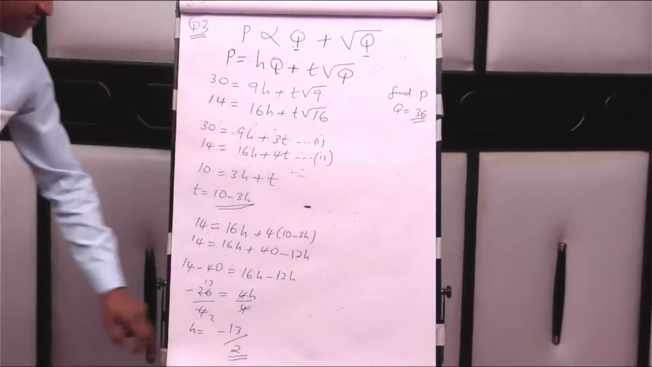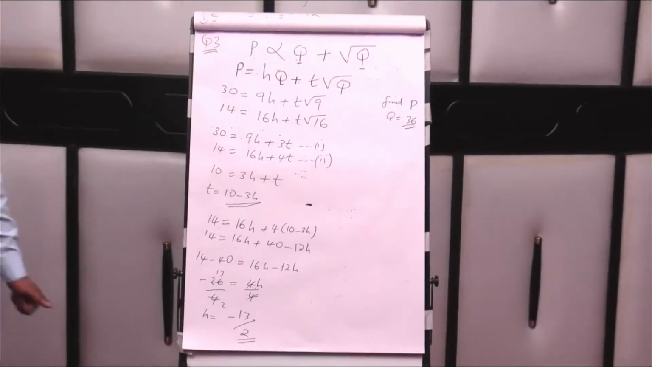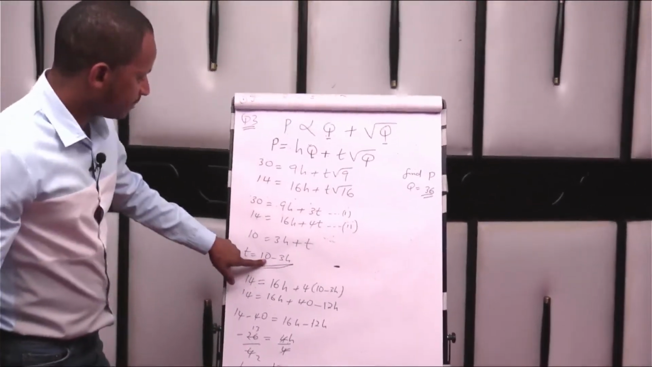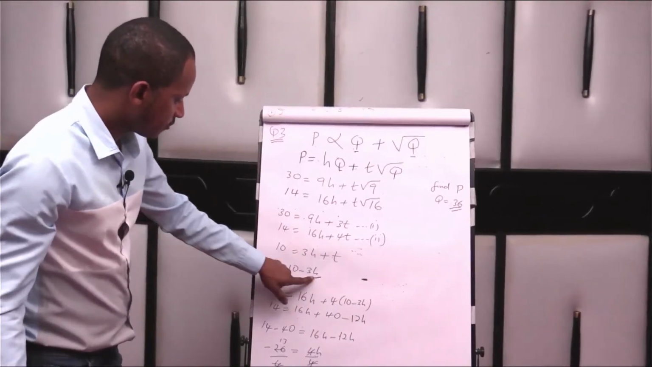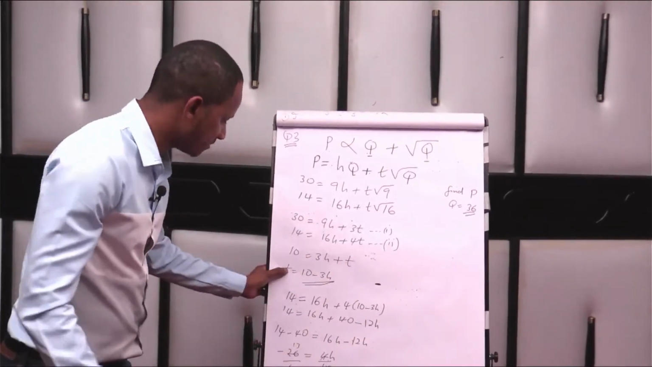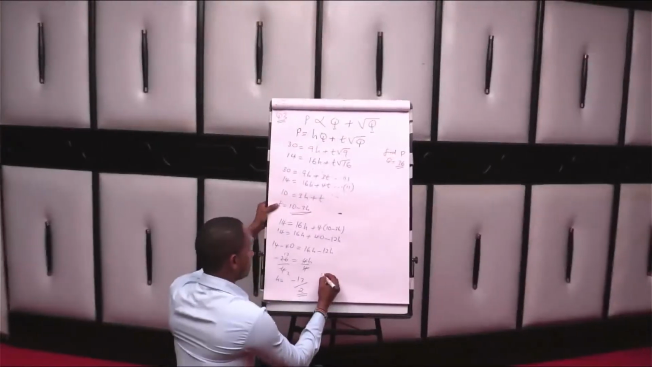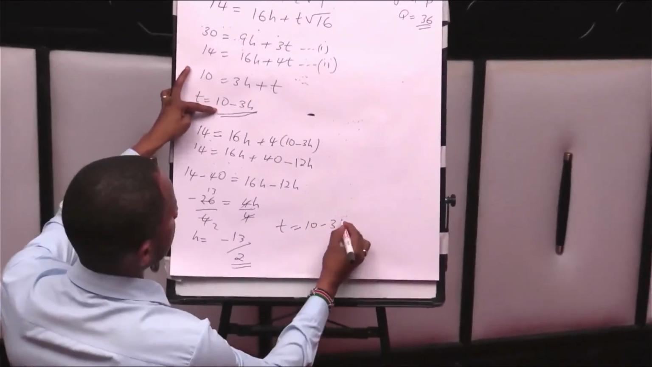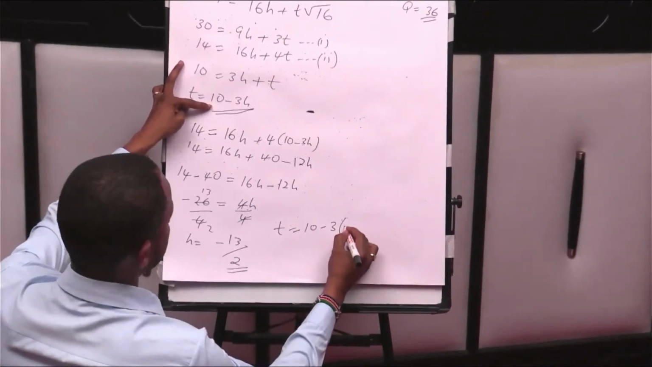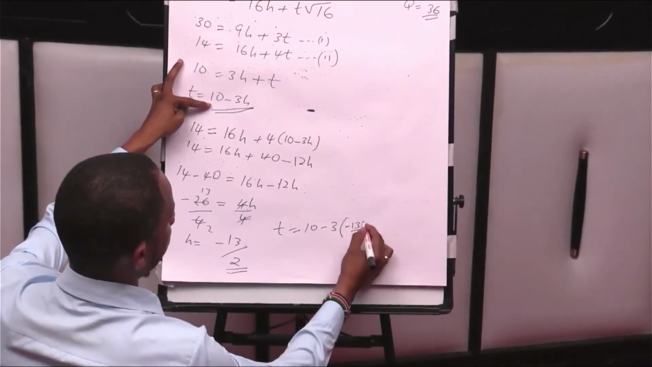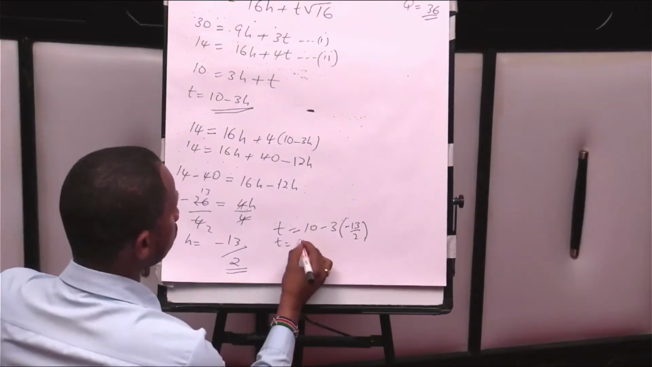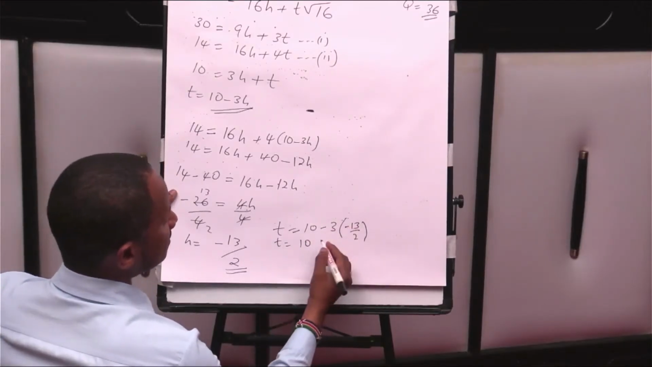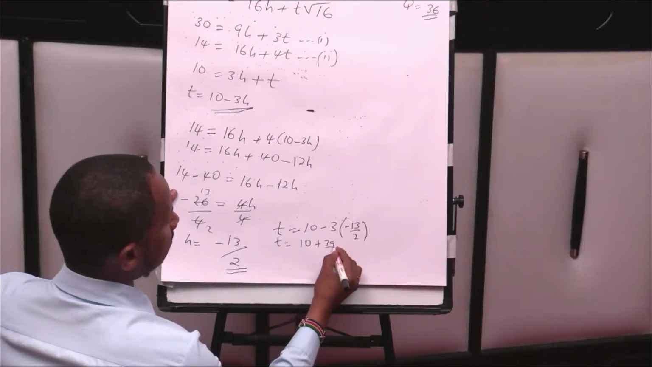Once we get the value of H, now we calculate the value of T. So the value of T, just come and replace it here, substitute. Where there is H, you write this to get the value of T. Therefore, T will be 10 minus 3 into H. H is minus 13 over 2. So T equals 10 minus 3 times minus 13, which is plus 39 over 2.